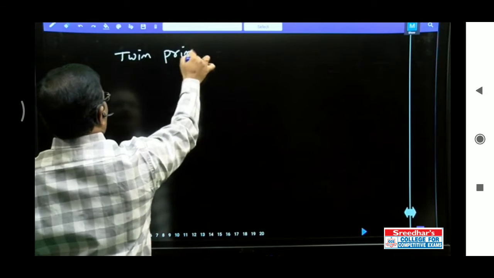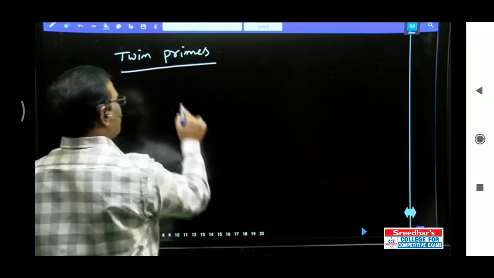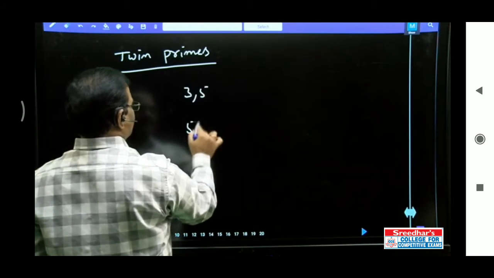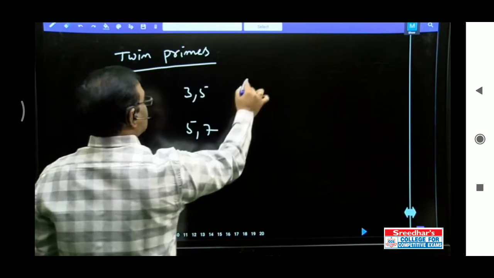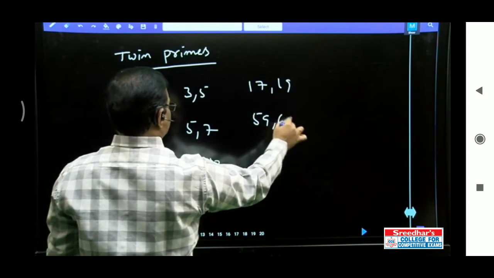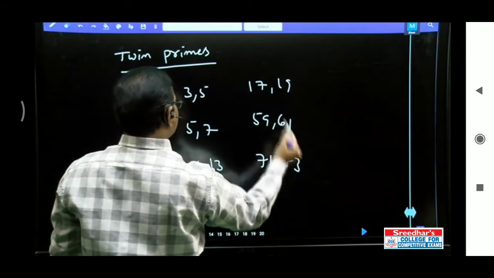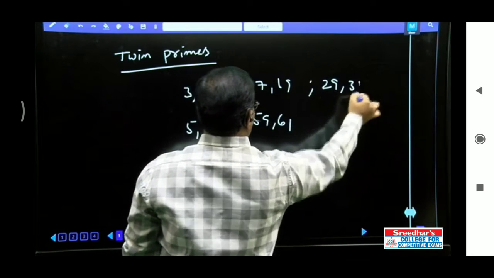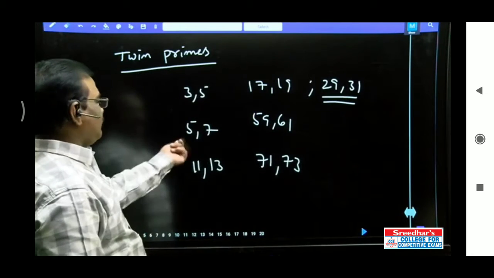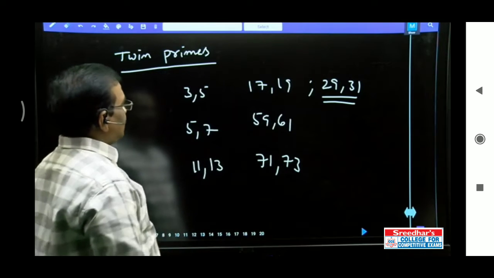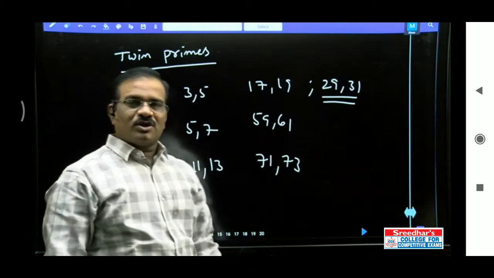Prime numbers which differ by 2 are called twin primes. The difference should be 2. 3 and 5, 5 and 7, 11 and 13, 17 and 19, 29 and 31, 59 and 61, 71 and 73. These are twin primes. If the difference between two consecutive primes is 2, then those two primes are said to be twin primes.